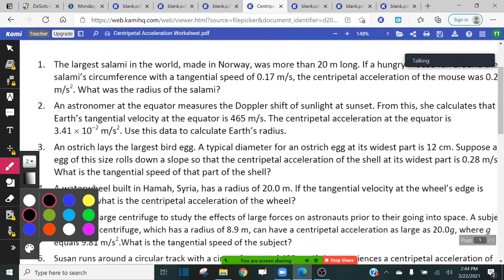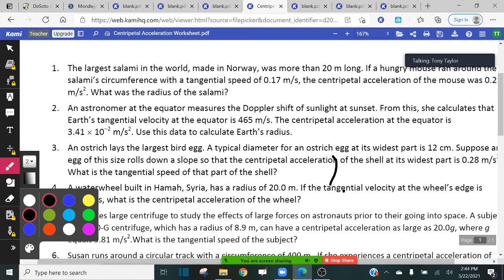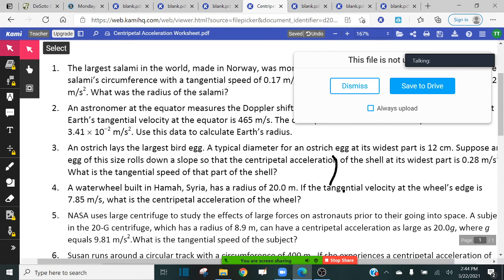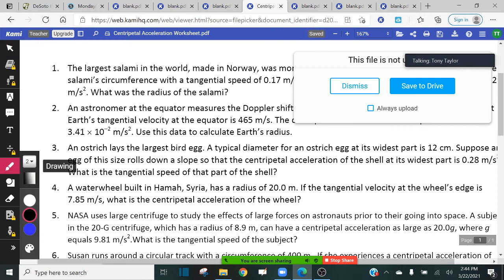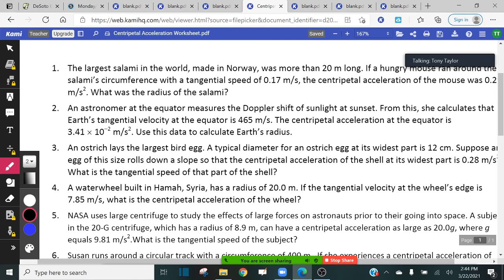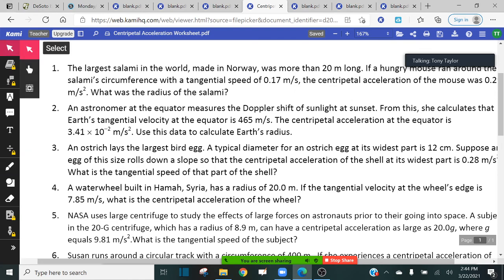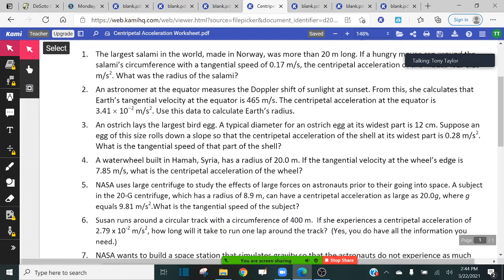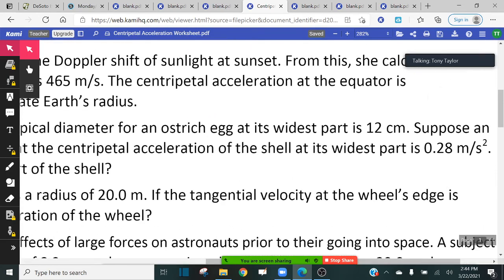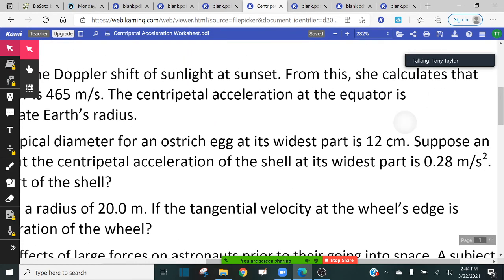Okay. So guys, we know that in order to solve for tangential speed, or in other words, solve for tangential velocity, we need to know the radius, and we also need to know the centripetal acceleration. Guys, let us figure out what the radius is.